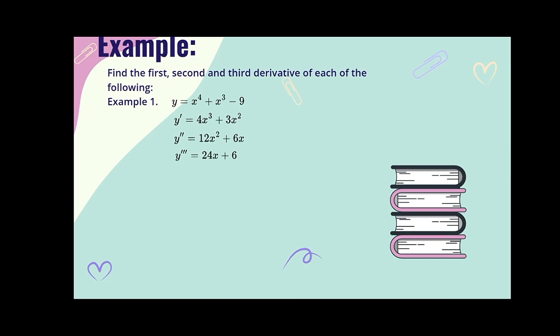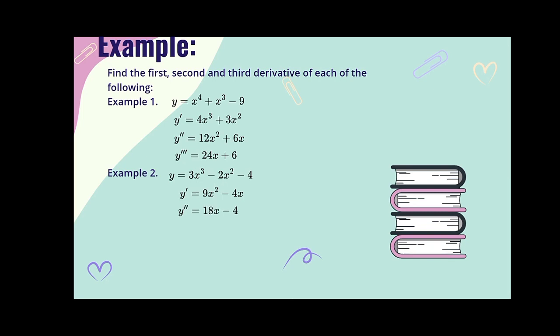So example number 2. y is equal to 3x cubed minus 2x squared minus 4. We will use the power rule, first derivative. 3 times 3 is equal to 9, and 3 minus 1 is equal to 2. So it's 9x squared minus 2 times 2 is equal to 4, and subtract the exponent, 2 minus 1 is equal to 1. So it will become 4x, and the derivative of a constant is 0. So negative 4 will become 0. So our first derivative is 9x squared minus 4x.